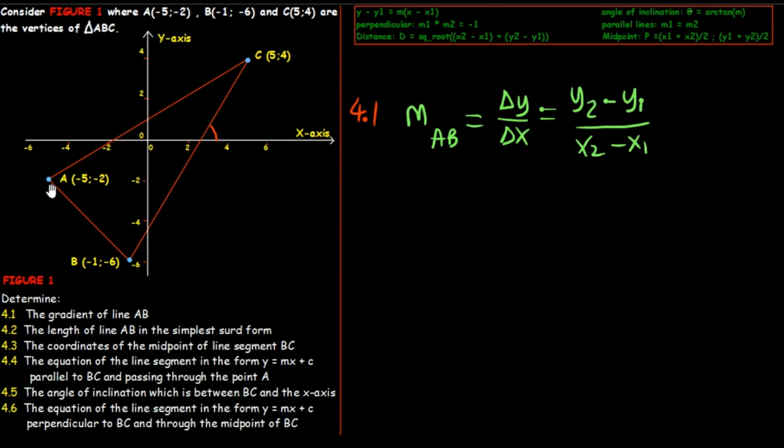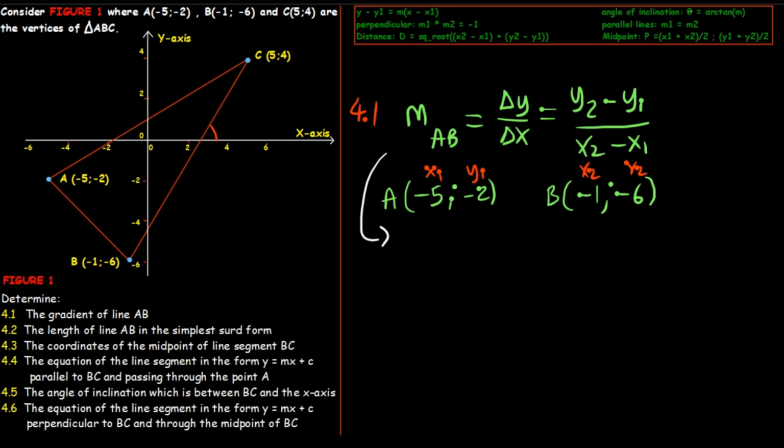So to find the gradient of a line, we need 2 points or 2 coordinates along the line AB. So in this case, we have A and B. So we just have to decide which should be our x1, y1 coordinate and which should be our x2, y2 coordinate. Okay, so now it's just a matter of substituting correctly and determining the gradient.